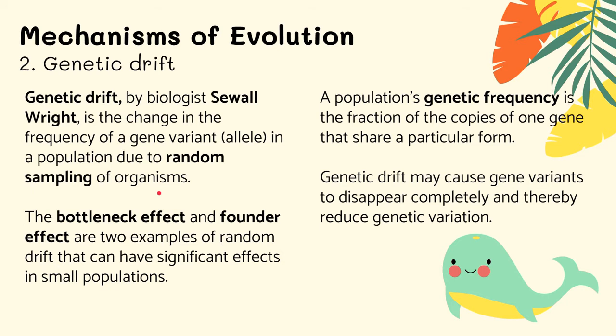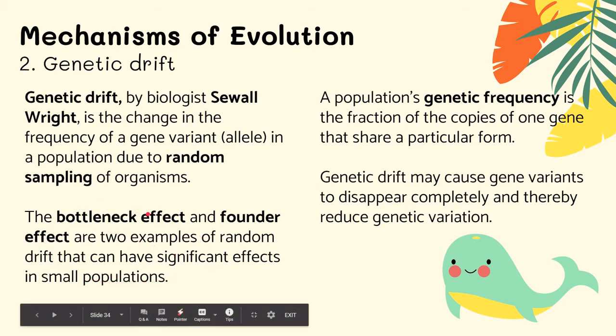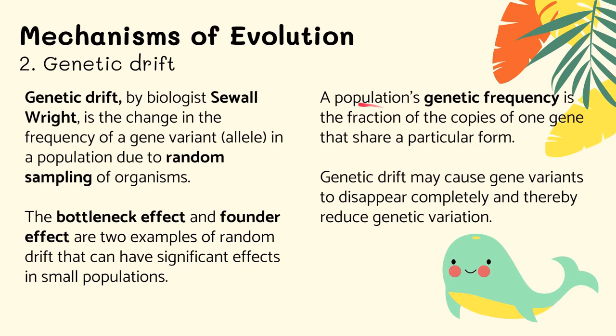If you remember, natural selection mostly operates on large populations, while genetic drift operates on smaller populations. Genetic drift has two types, bottleneck and founder effect, which we will discuss as we go along. They have significant effects in smaller populations. A population's genetic frequency is the fraction of copies of one gene that shares a particular form. This can actually be computed, and we could have an activity about it for you to better understand.